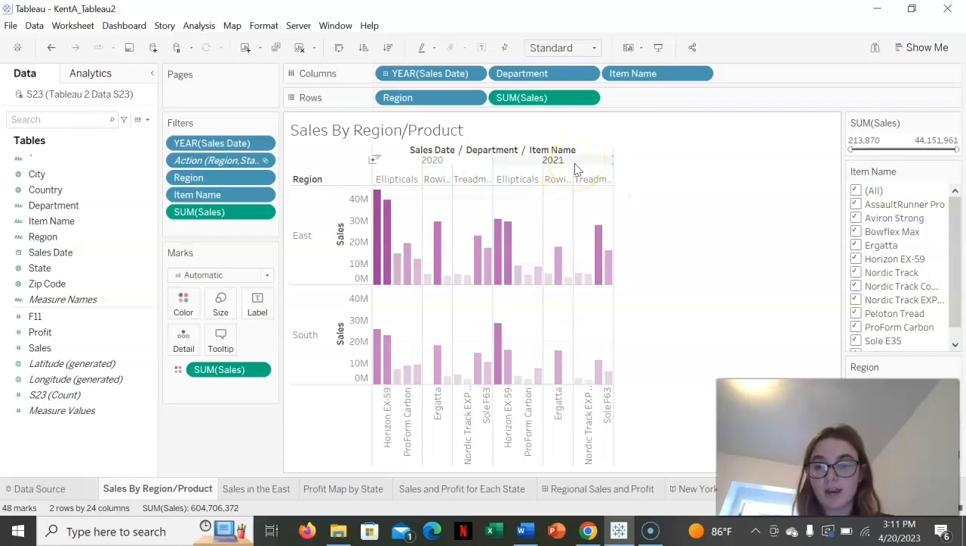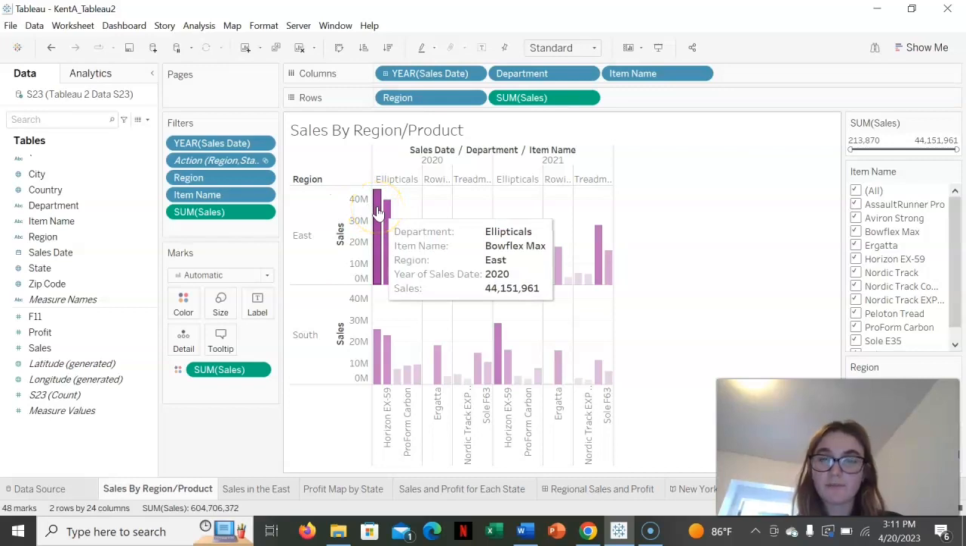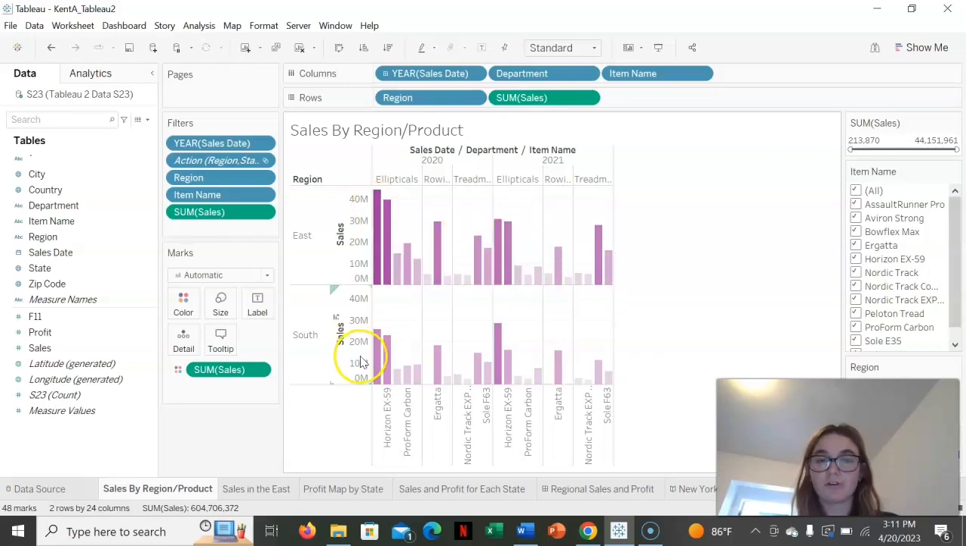So this is my basic visual, and you can see that the Bowflex Max had the highest sales for each year in both regions.